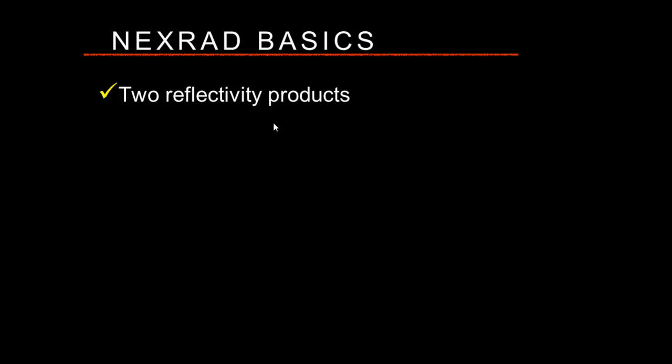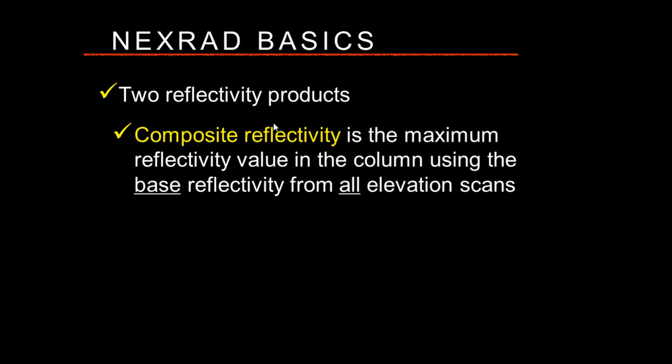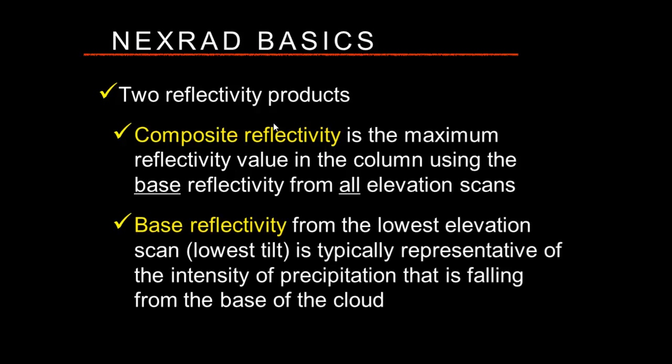And there are basically two different reflectivity products that you'll see. And that's the composite reflectivity, and that's basically, imagine that you're looking at the entire column of air above a certain point, and you're trying to find what is the maximum value in all the base reflectivity points in all the elevation scans. Whatever that maximum is what they're going to use for the composite reflectivity.